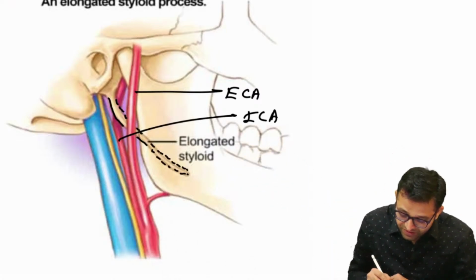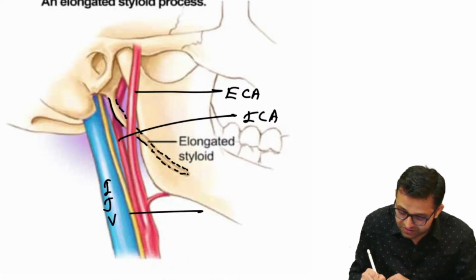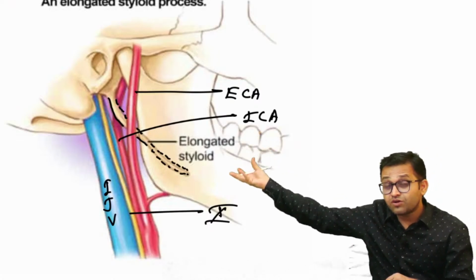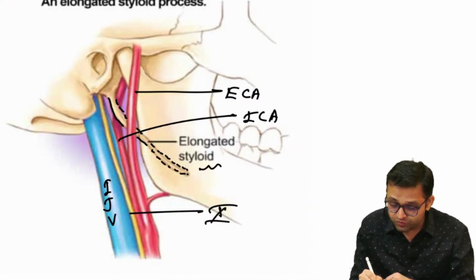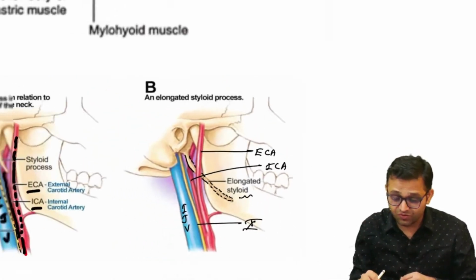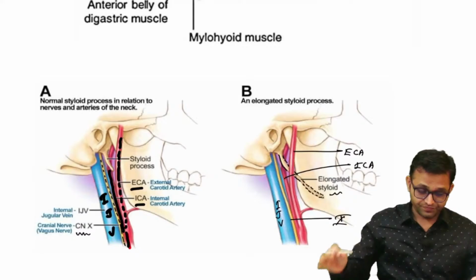And there is our vagus nerve. Yes, this is the internal jugular vein and this is our 10th cranial nerve. So definitely when there is enlargement of this styloid process, there will be compression of this nearby structure. This is your Eagle's syndrome.